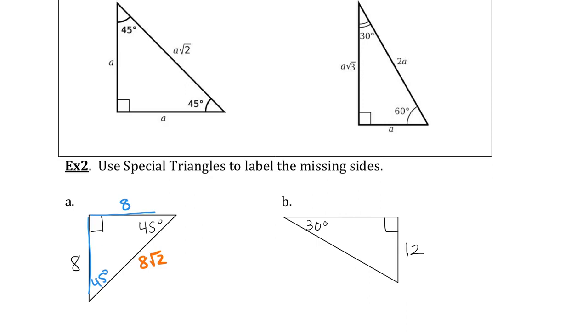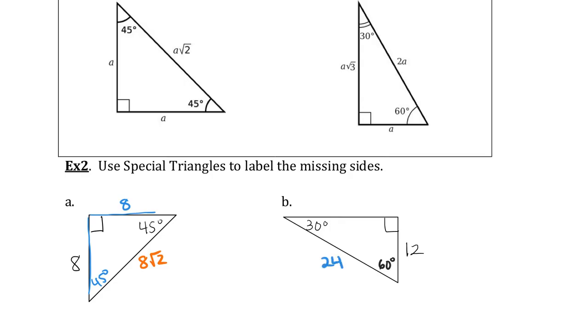Okay, one more. Let's try this one. This has a 30 degrees and a 90 degrees. Because triangles add up to 180, if this is 30 and this is 90, the third angle has to be 60 degrees. Now according to the pattern, whatever the short leg is, I times 2 and I get the hypotenuse. The short leg is 12. If I times by 2, I get 24. Where's the hypotenuse? Here. This is 24.